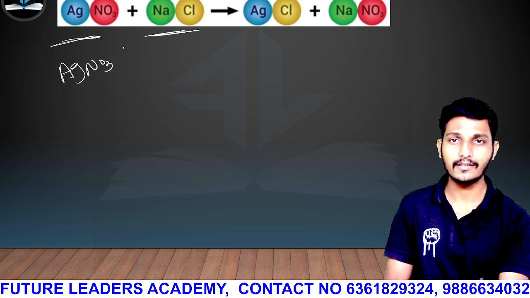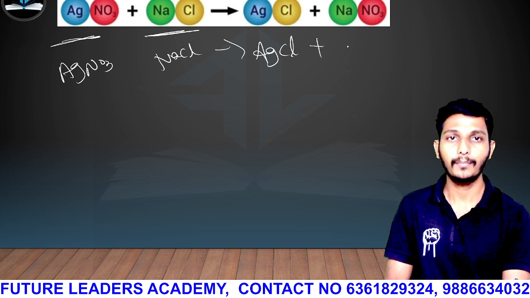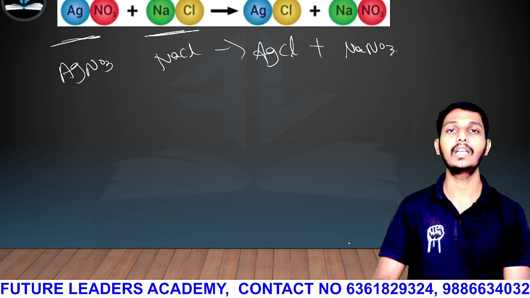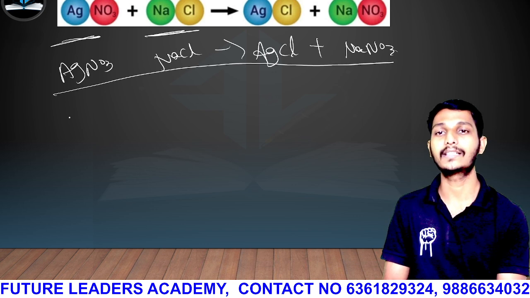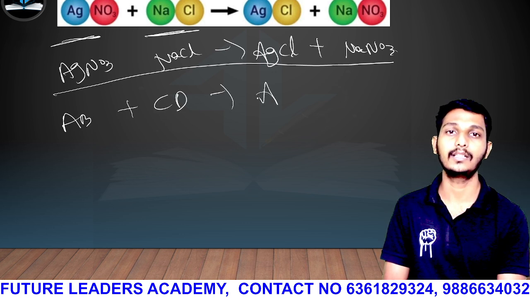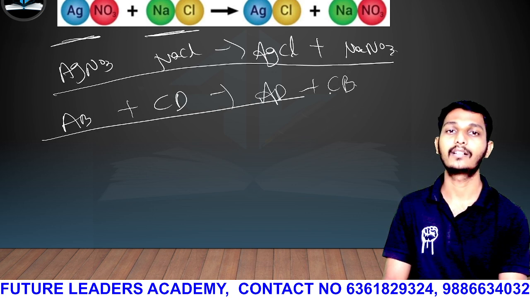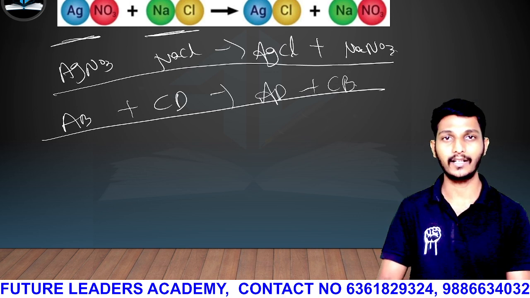AgNO3, silver nitrate, is reacting with sodium chloride and forms silver chloride plus sodium nitrate, NaNO3. So this is where the exchange of ions takes place. As I said, AB is reacting with CD, it forms AD plus CB. This is the reaction as we have in the previous slide. Hope it is clear, guys.